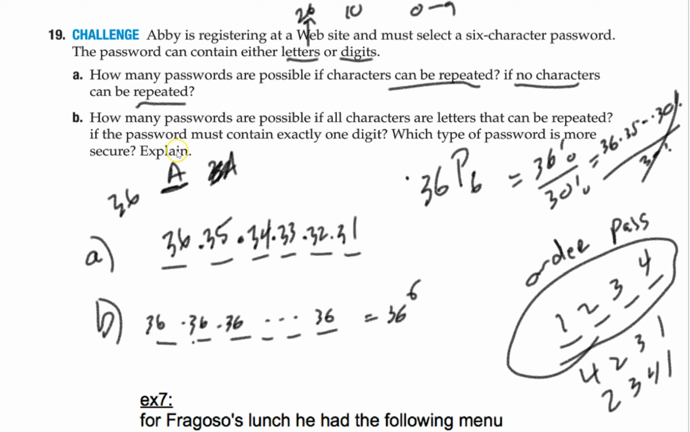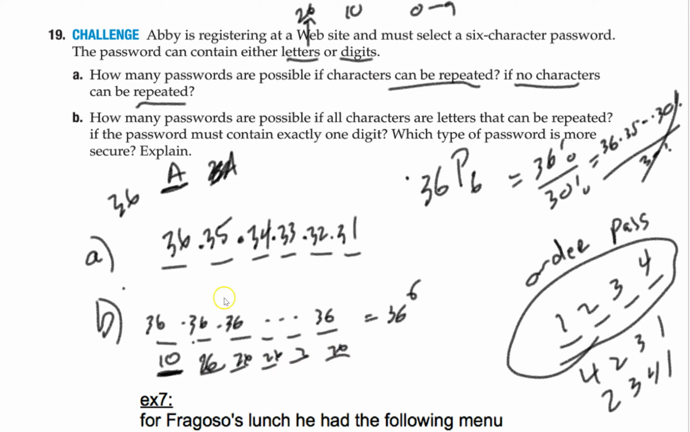And then look, they have another question. What if the password must contain exactly 1 digit? So I'm saying for one of them, you have to have a digit. In that case, we only have 10 options. And they say it must contain exactly 1 digit, so there's my 1 digit. The rest can't have a digit, so there's only 26 letters. So 26 times 26, 26, 26, and so on.